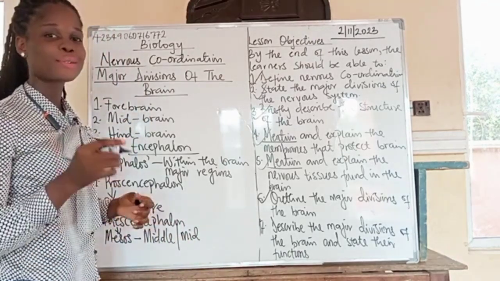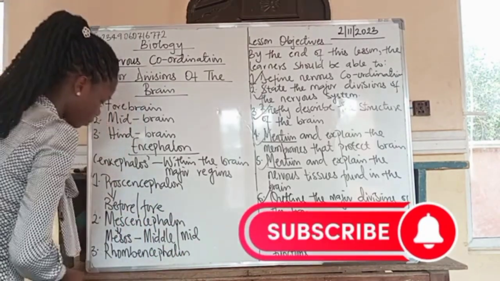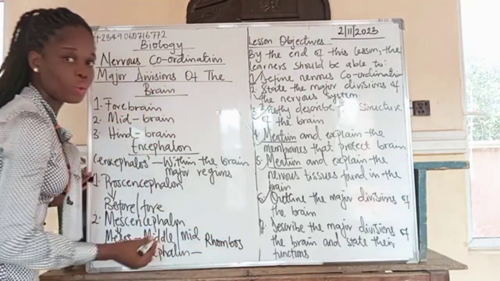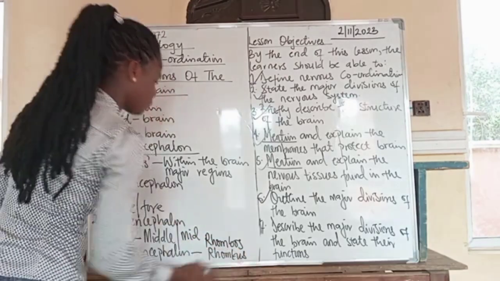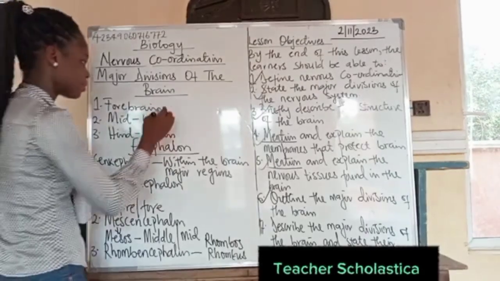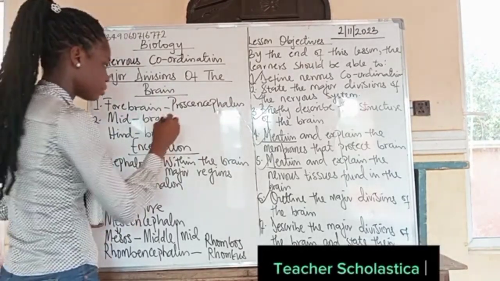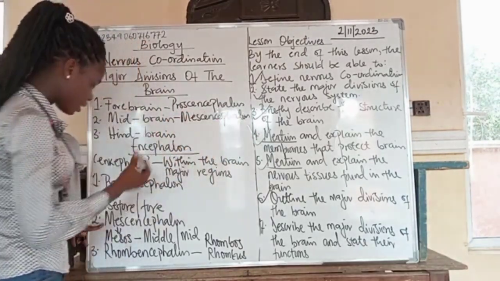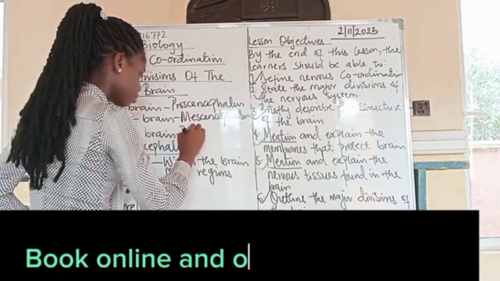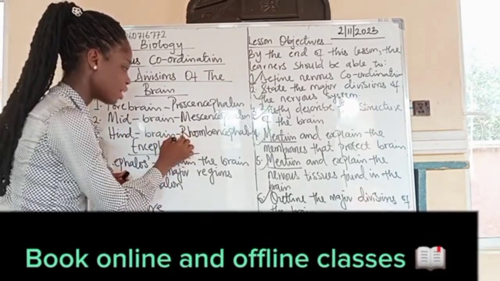Lastly, we have the word rhombencephalon. The word rhombus is the Greek word for rhombus. In that case, the full brain can also be called prosencephalon. The midbrain can also be called mesencephalon. Lastly, the hindbrain can as well be called rhombencephalon. This is because when viewed from above, the hindbrain has the shape of a rhombus.